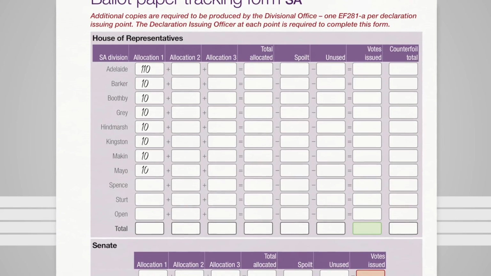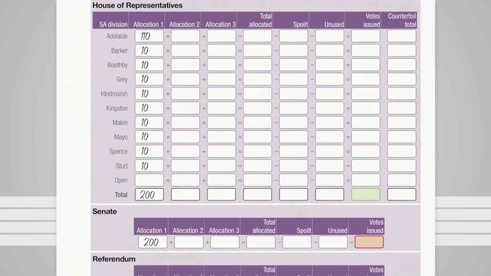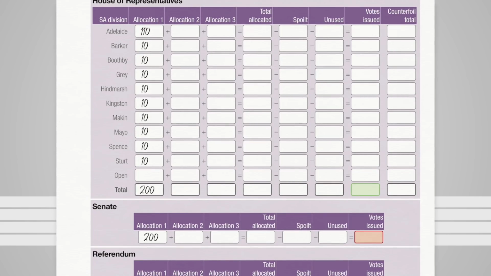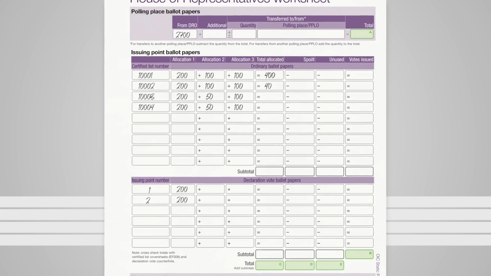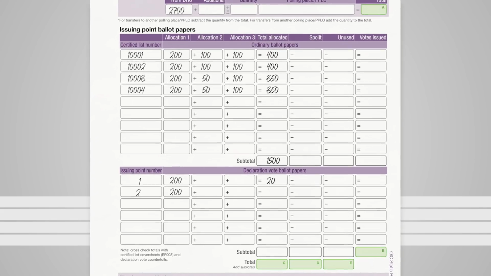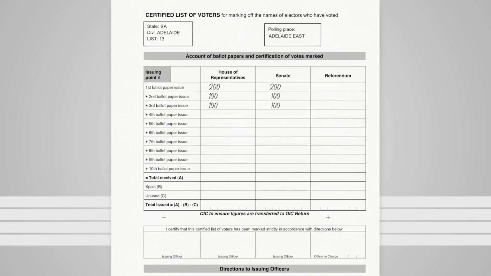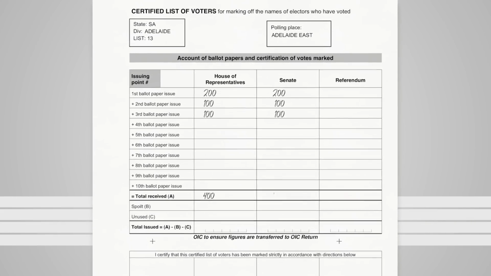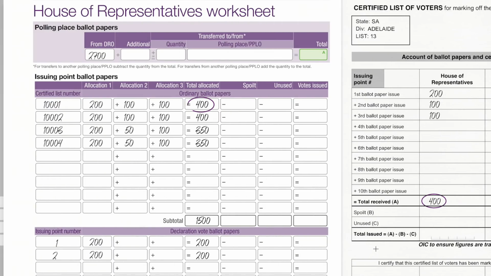They will list the number of House of Representatives ballot papers allocated for every division and the total number of Senate ballot papers. At the end of polling, you will calculate the number of ballot papers that have been allocated to the issuing points. Every issuing officer will calculate the number of ballot papers allocated to them. The figures should match the figures on your worksheet.